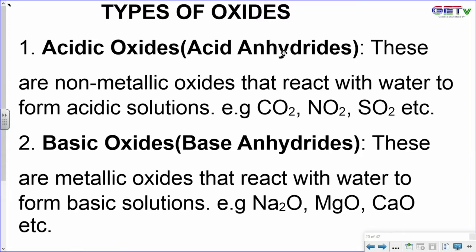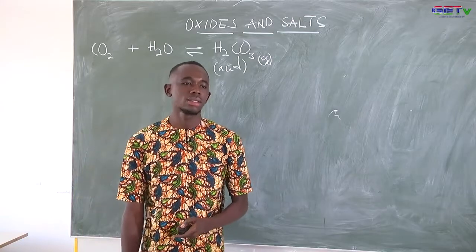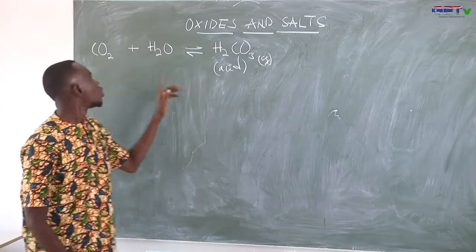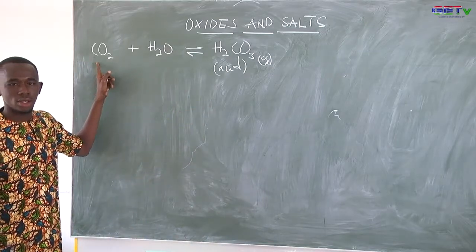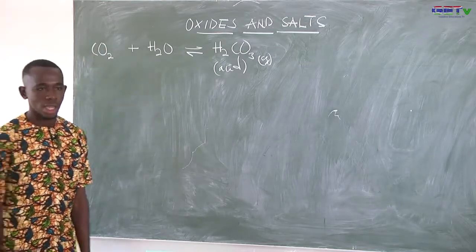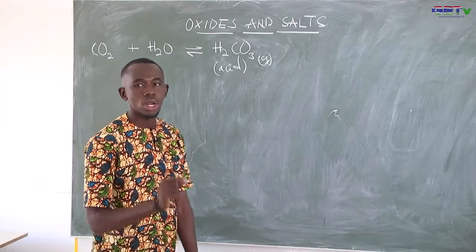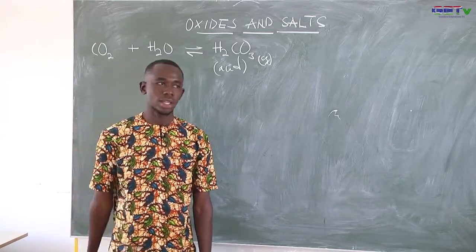And then the examples are CO2, we also have NO2, we also have SO2, etc. But none of the metallic oxides can form acid oxides. So these acid oxides, we just have the non-metallic oxides. And also not all non-metallic oxides are able to form these acid oxides.